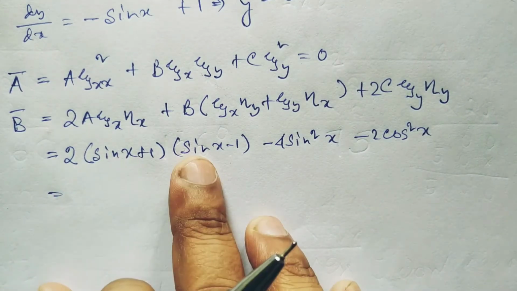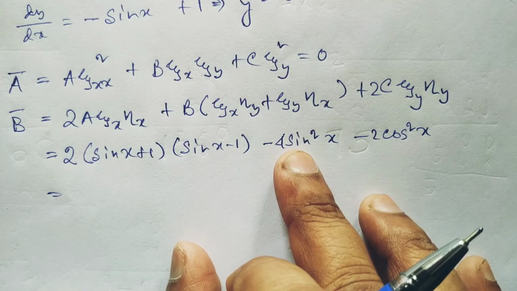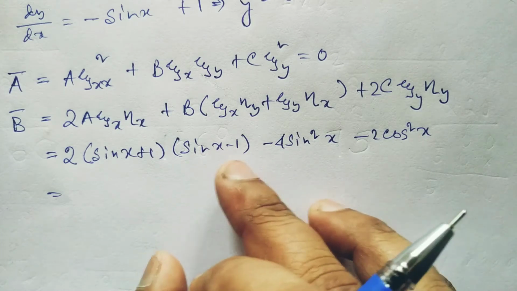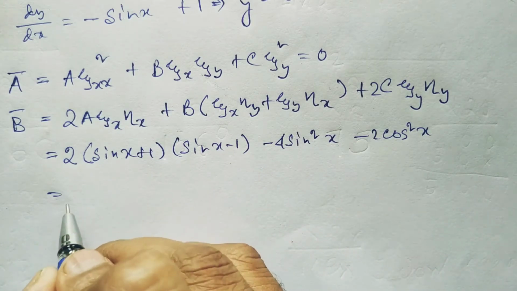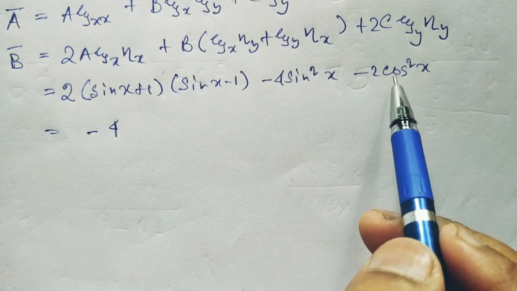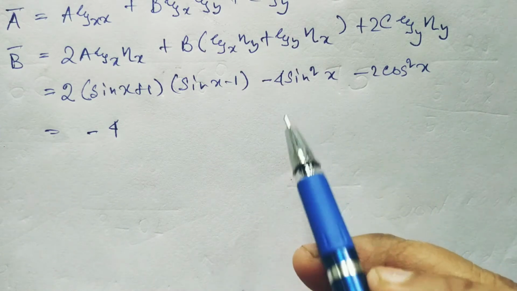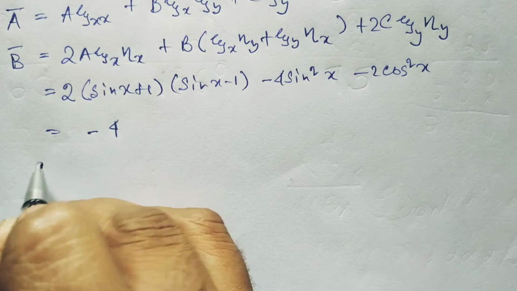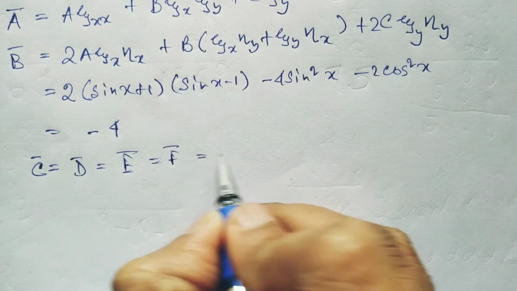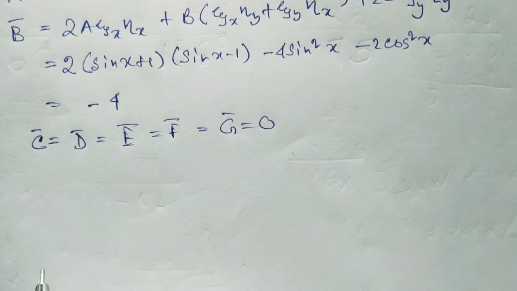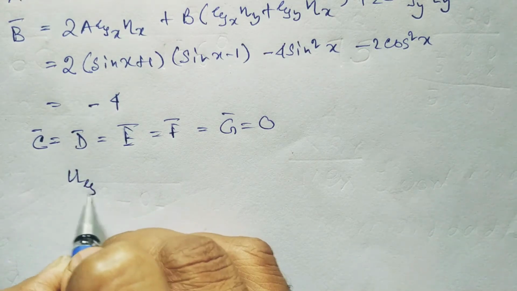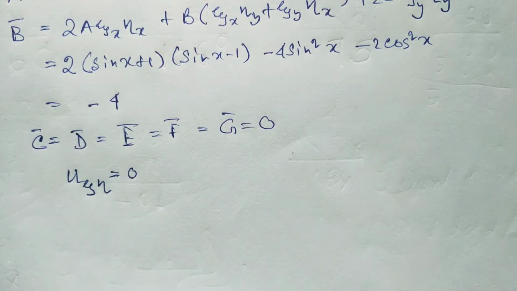so this is sine square minus 1, so we have actually minus 2 sine square x. And the minus 1 term, that will convert to minus 2, so ultimately we have equal to minus 4 here, because the sine square plus cos square is equal to 1, and that is again multiplied with minus 2, and c bar, d bar, e bar, f bar and g bar all are equal to 0. So our differential equation is now converting to this is equal to 0.